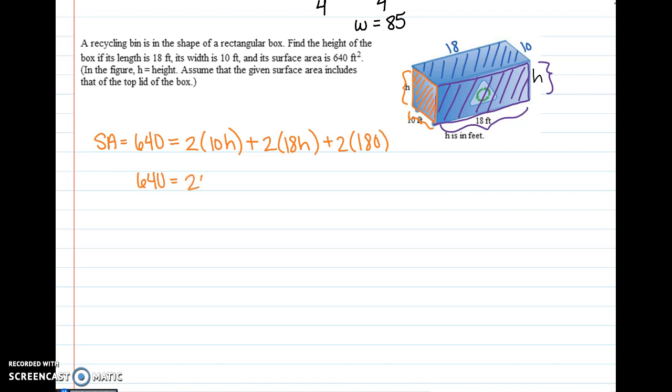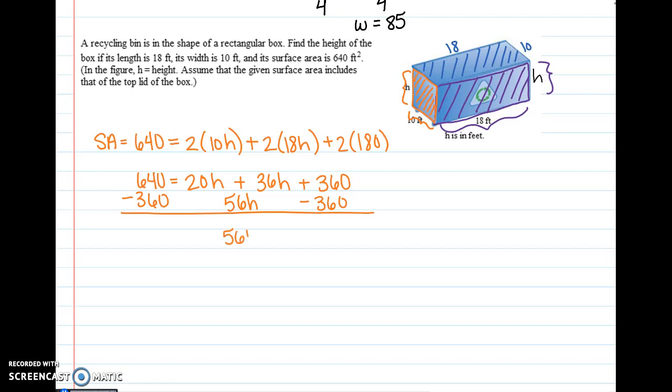We're going to distribute the 2's. And 2 times 18 is 36. 2 times 180 is 360. So we're going to put our like terms together. 20h plus 36h is 56h. And then we're going to subtract 360 from both sides. So 640 minus 360 gives us 280. Sorry, not an h. Just kidding. Testing you guys, right?